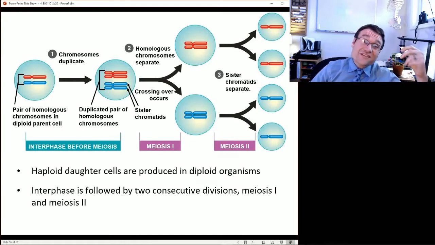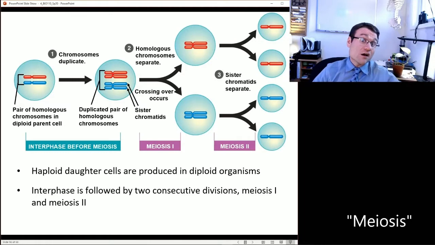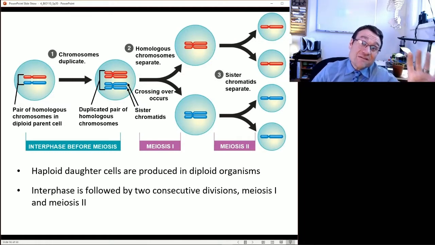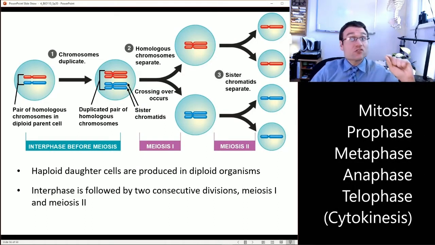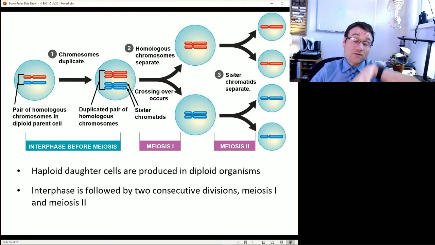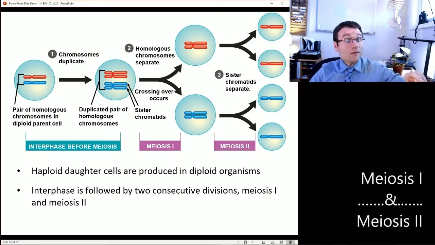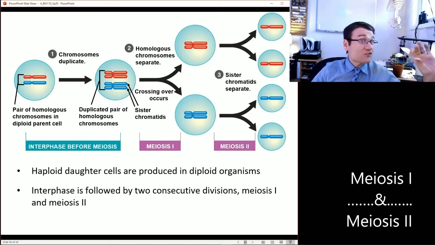We learned the stages of mitosis, and now we have to learn the stages of meiosis. Now, here's the good news. If you've already felt comfortable with the stages of mitosis, then the stages of meiosis should sound very, very familiar. There's two rounds of cell division involved in meiosis, Meiosis 1 and Meiosis 2. They're preceded by interphase, and the interphase is exactly the same.